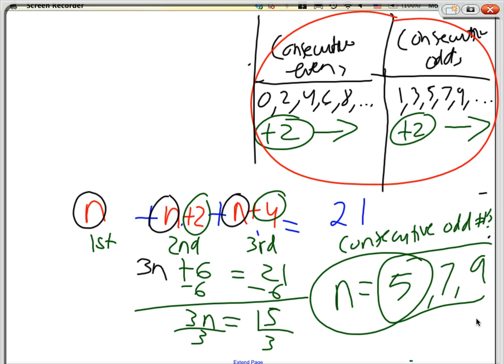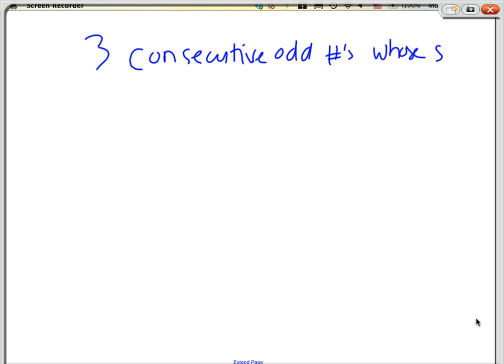Do you have a question on that one? Are we clear? Okay. If you are clear, I want you to do this for me. I want you to go ahead and find 3 consecutive odd numbers whose sum is 99. Whoa. Okay, so here's the clue: 3 consecutive odd numbers whose sum is 99. I want you to come up with your 3. See what you have for me.